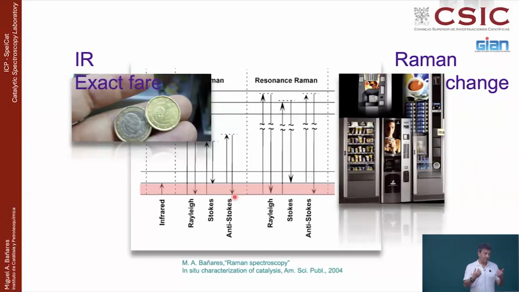You pay 200, it gives you 100. It will give you the change, but the transaction again will be 100. So this is what happens with Raman. It's two photons you give and you get. In the case of Raman, it's exact fare. You give me what I need to do the transition, and that's it. It's a single photon and two photon phenomena. This is what the physicists say.